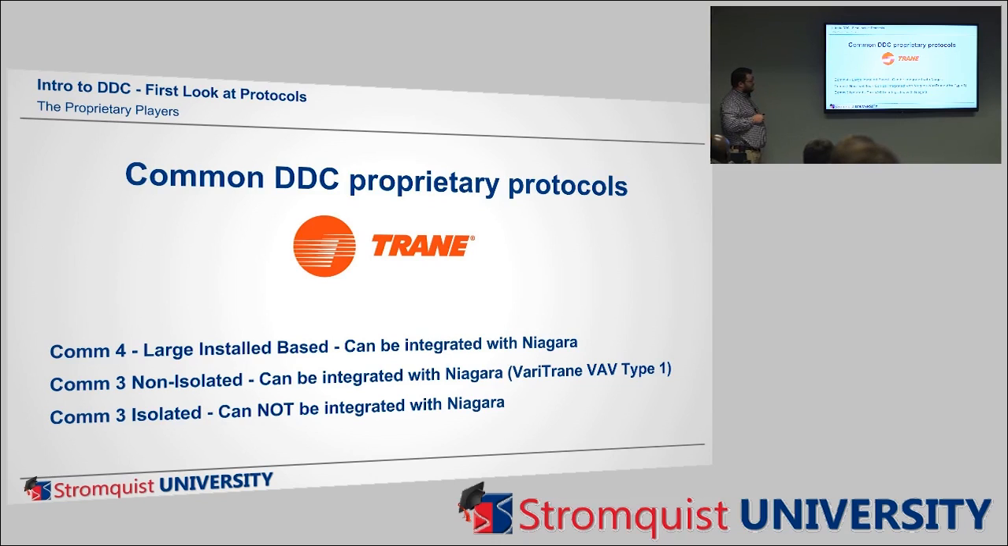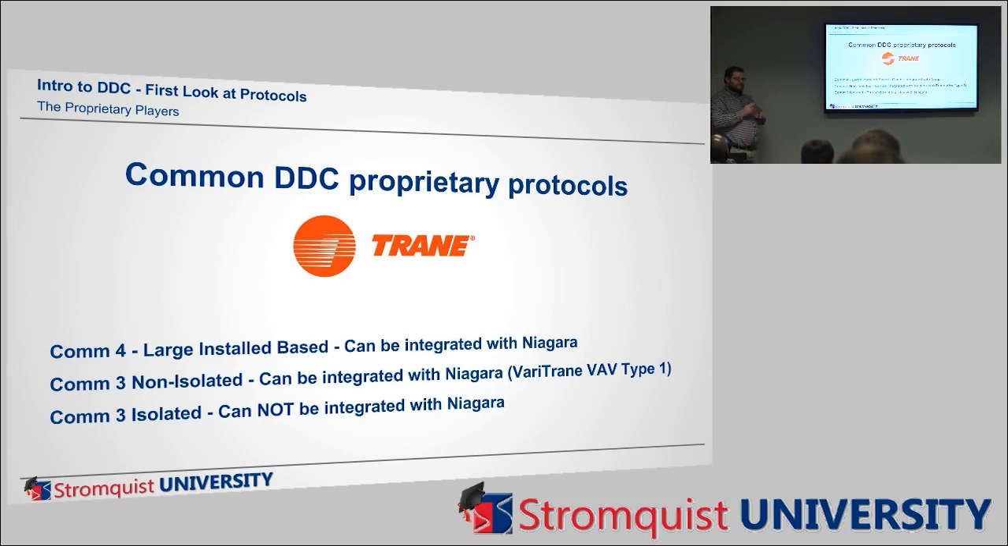So with Trane, there are a lot of COM4 devices out there. It's got a large installed base, and you can integrate COM4 devices with Niagara. So if you have a COM4 building, you can bring that into Niagara. You'll hear COM4, COM3, COM5 with Trane. COM5 is LON. COM4 is their newest proprietary network, and it talks RS-485. And then an older one is COM3.